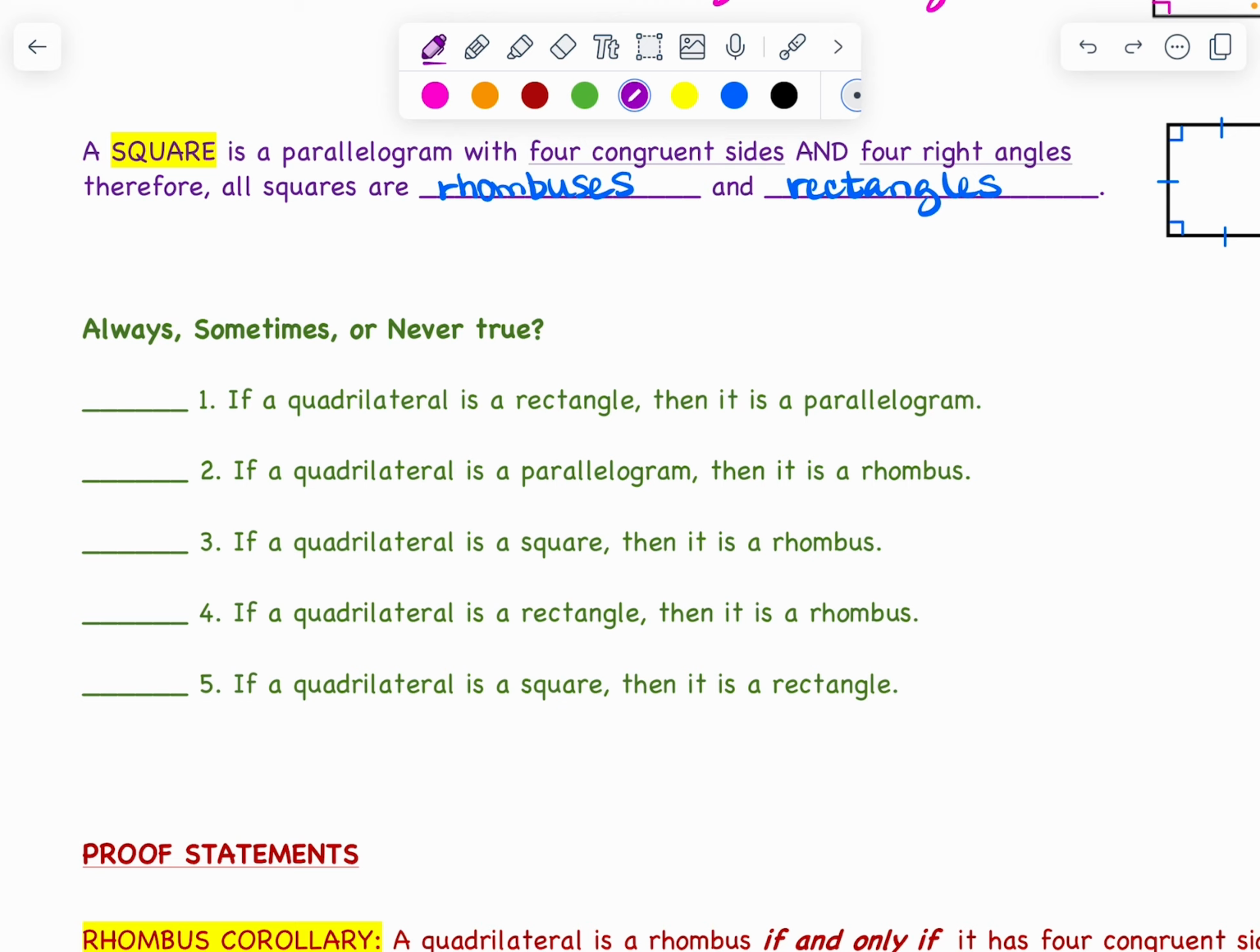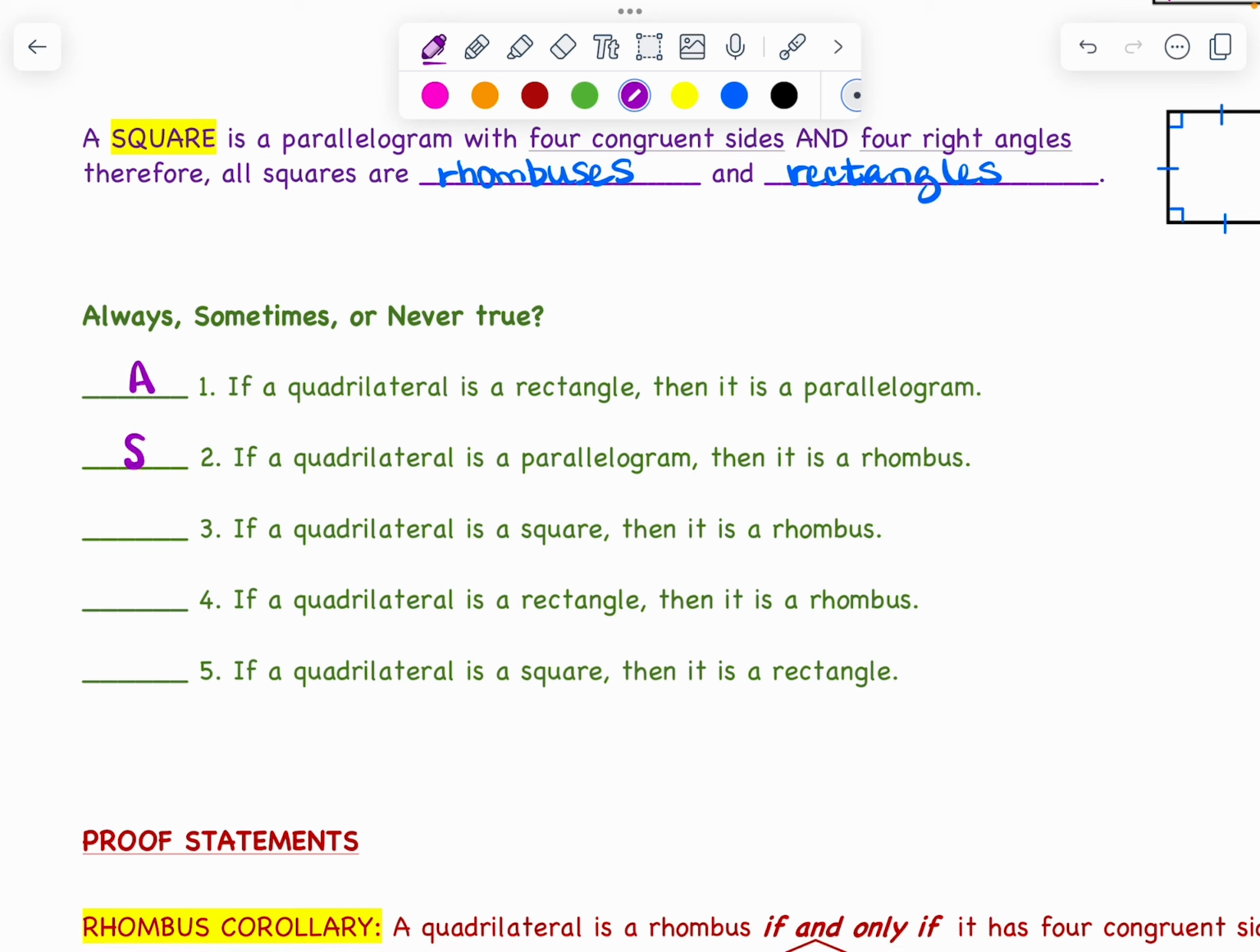If a quadrilateral is a rectangle, then it is a parallelogram. Well, if I'm looking at a rectangle, then yeah, I'm totally looking at a parallelogram. That is always true. Number 2, if a quadrilateral is a parallelogram, then it is a rhombus. Well, that's only sometimes true, because parallelograms can branch out into rhombuses, rectangles, and squares. So just because I'm looking at a parallelogram doesn't mean it has to be a rhombus. It could be a rectangle. So this would be sometimes because there are other shapes it could be.